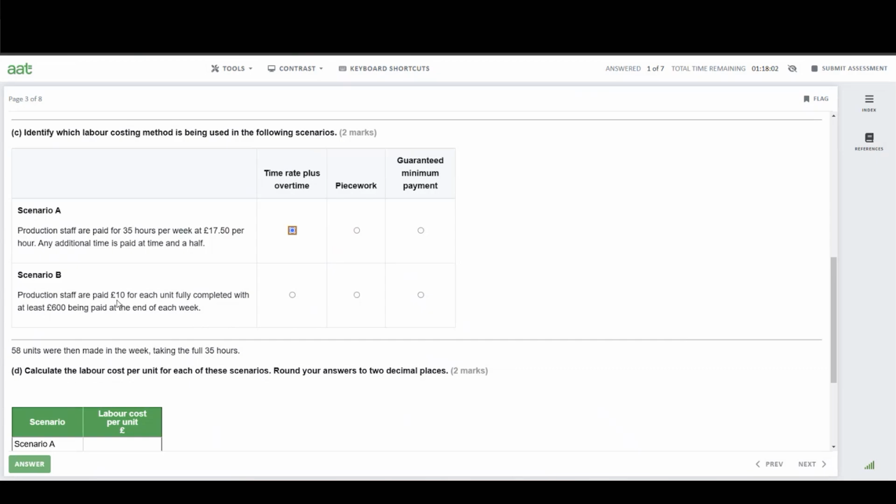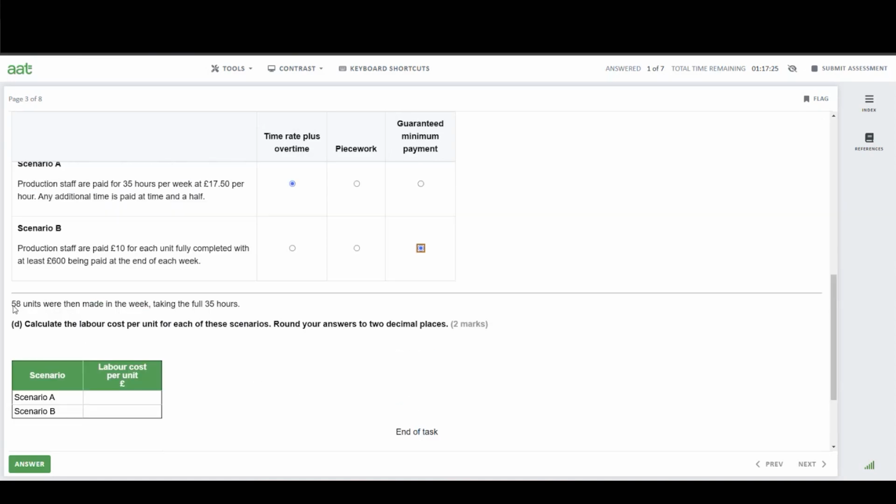describes production staff being paid £10 for each unit fully completed. So that's piecework, isn't it? But if we have a look, the rest of that statement says that at least £600 is being paid at the end of each week. So that is describing a guaranteed minimum payment, isn't it? So although there's a piecework element here, there is a guaranteed minimum payment. So that's going to be the option that we will tick here. It's not purely piecework.